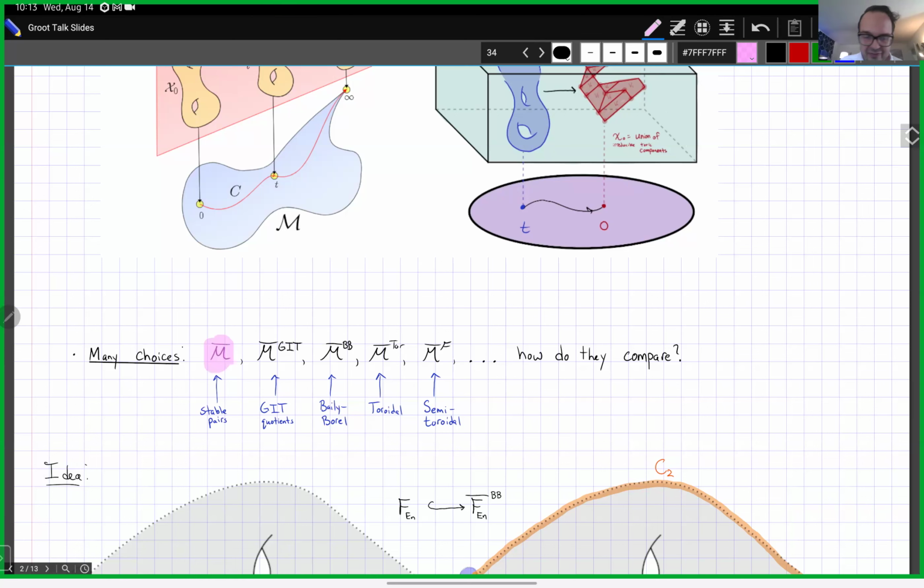So the KSBA compactification is functorial. It has this geometrically meaningful boundary, but it's very difficult to describe that boundary. The GIT compactification, there's a nice framework for analyzing these things. They're a bit hard to construct in full generality. The Baily-Borel compactification is quite easy to construct in most cases.